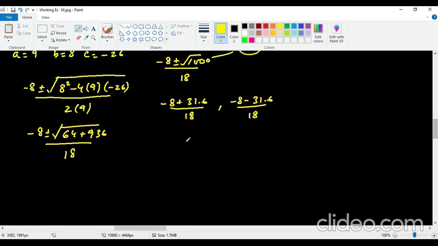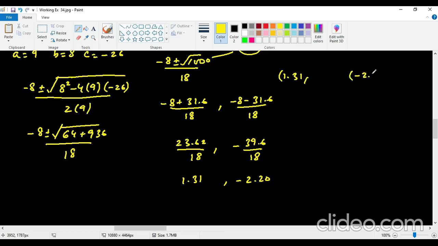Now comes calculation. It's going to give us 23.62 over 18. This gives us minus 39.6 over 18. So this is going to give us 1.31. Second value is going to be minus 2.20. So in the answer, what we can write is the first value of x is 1.31, and second value is minus 2.20.